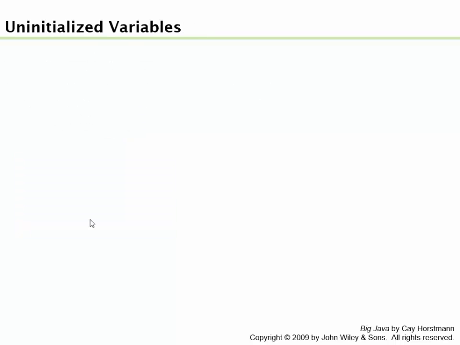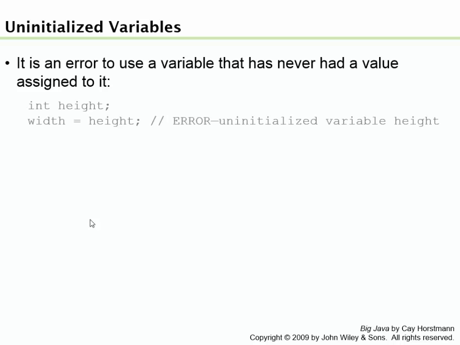A common mistake with beginning programmers is failing to initialize your variable. It is an error to use a variable that has never had a value assigned to it. So here we have this variable, it's an integer, it's called height, and then we try to use height to initialize another variable, and again it's never been assigned a value. The mailbox is empty, so you get an error in that case.